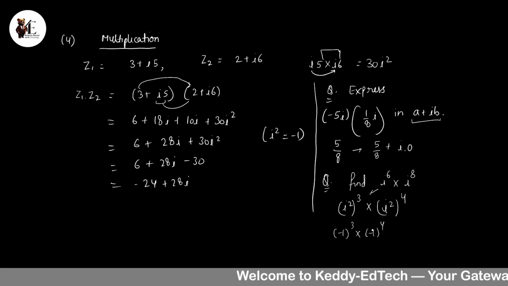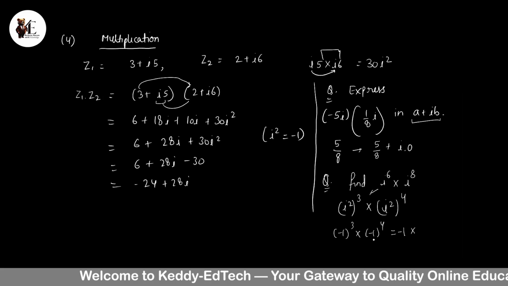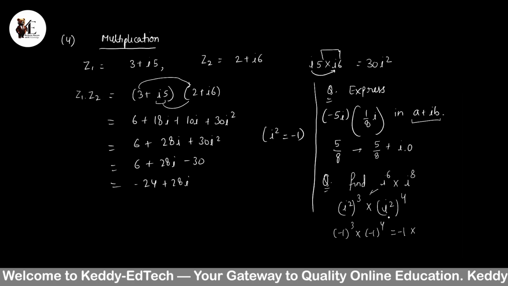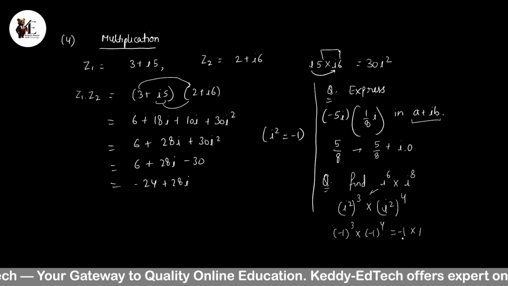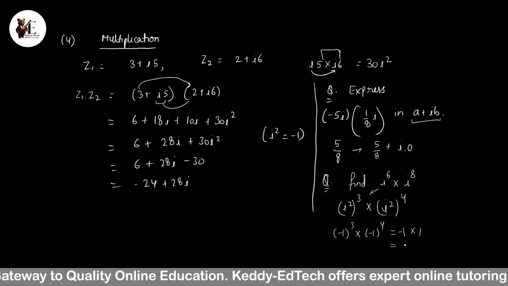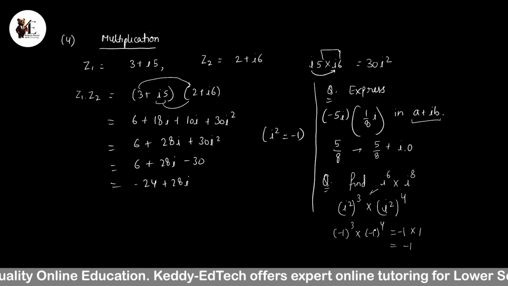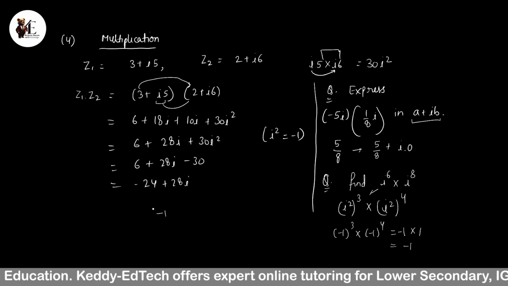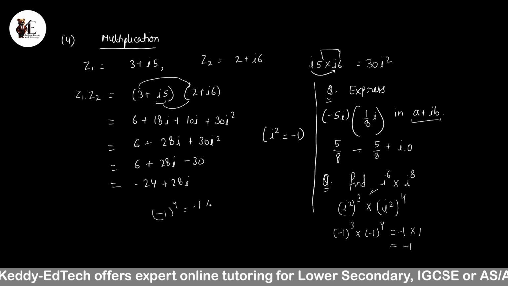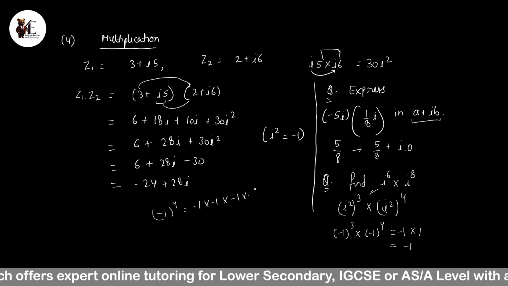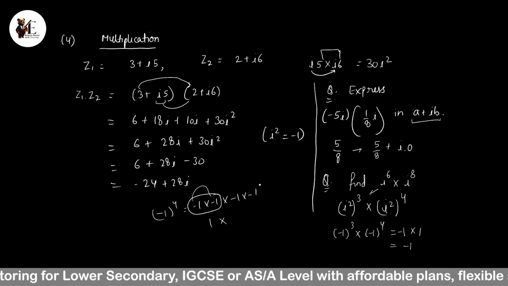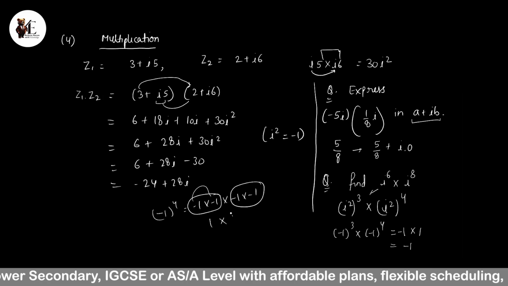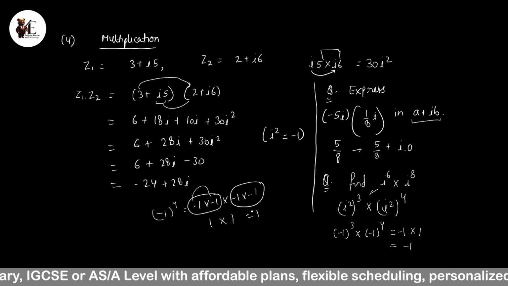So minus 1 raised to the power 3, that will be negative 1. And when there is an even number in the power and a negative base, it will always be a positive number. So minus 1 into positive 1, that will be negative. Or you can say that minus 1 raised to the power 4 is minus 1 into minus 1 into minus 1 into minus 1. So this will be minus minus plus 1 multiplied by minus minus plus 1. So that will be positive 1.